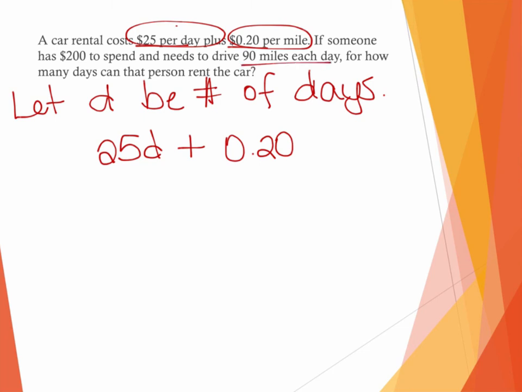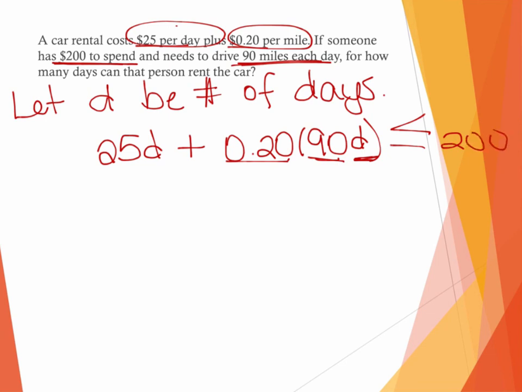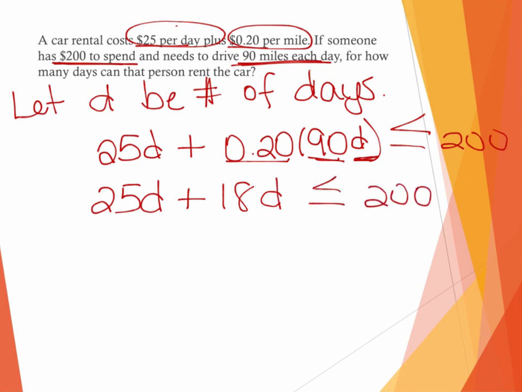And we know that this person needs to drive 90 miles per each day. So that's 20 cents for the 90 miles, and that's going to be every single day that they have this car. We know that they only have $200 to spend. So this expression here needs to be less than or equal to $200. They can't spend more than that. So I have 25 times D plus, when I simplify this, I have 18 times D. That needs to be less than or equal to 200.